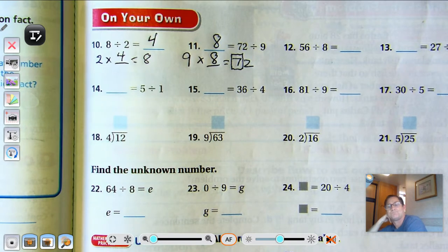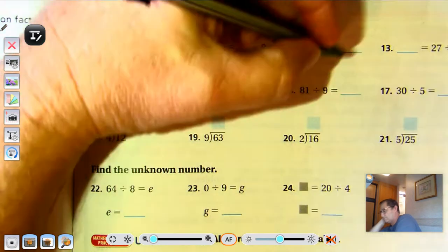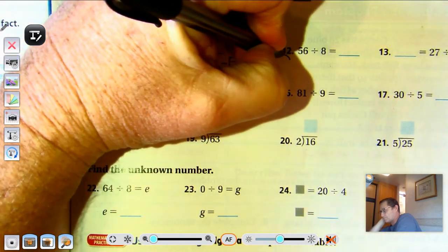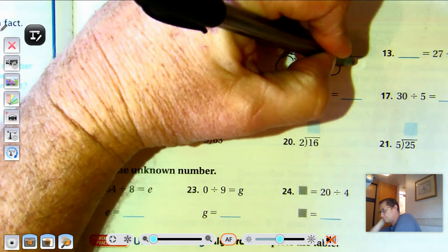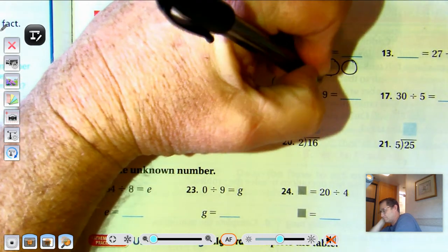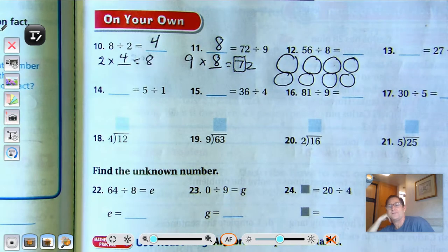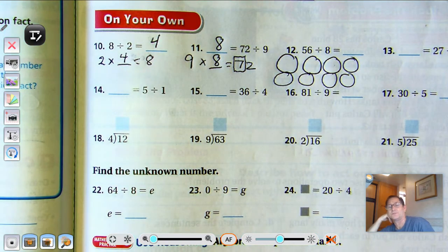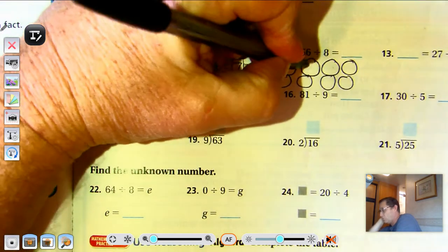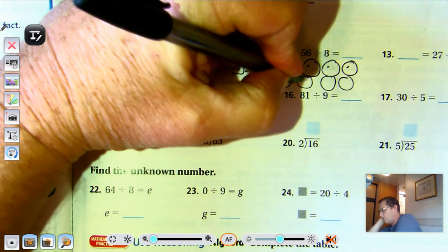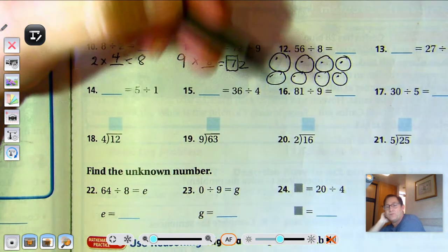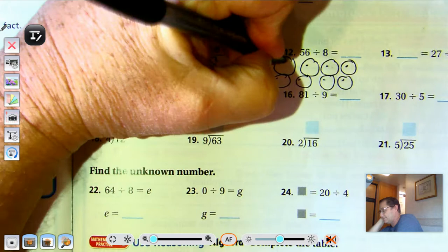56 divided by 8 equals what? All right, so we're going to take our 56 and we're going to divide by 8 groups. It would be much easier to just say 8 times what is 56. But let's put one counter in all 8 groups and keep adding 1 until we get to 56.